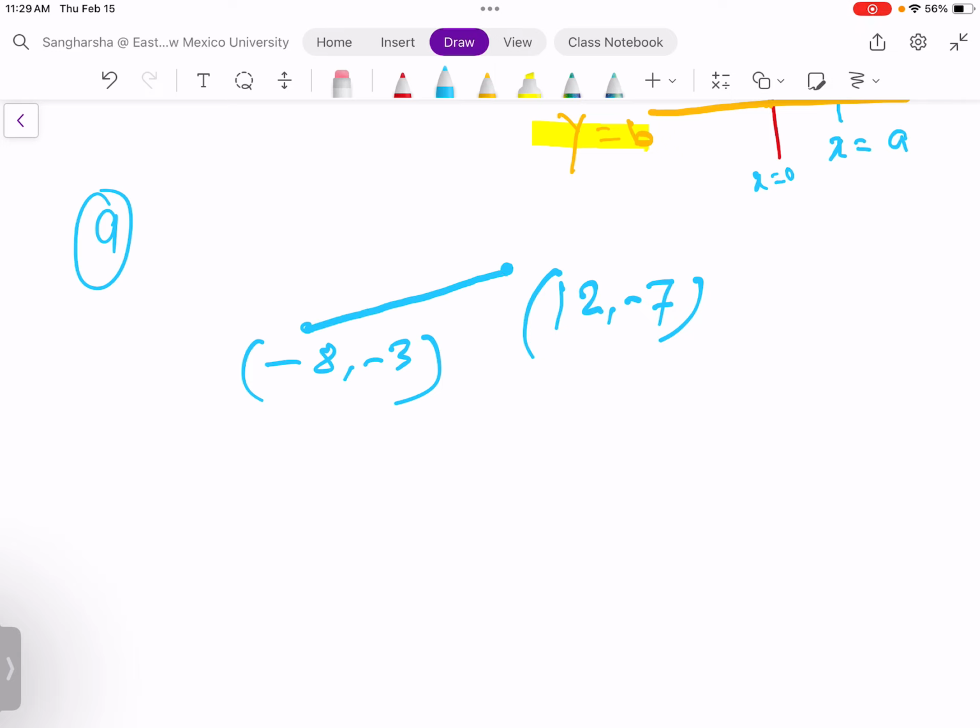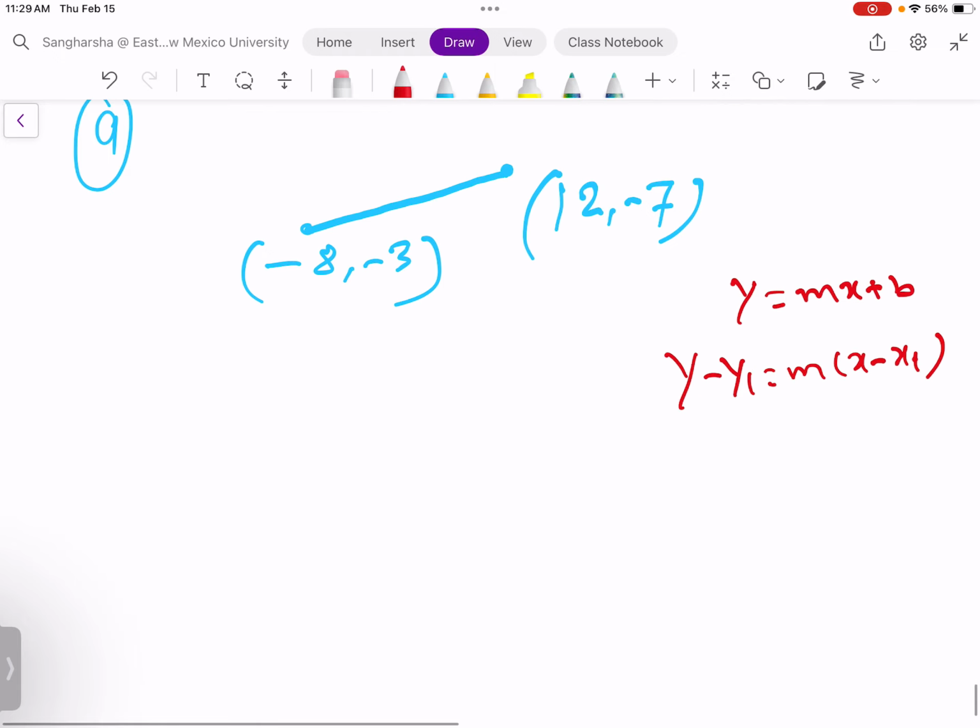So you are given 2 points, and the coordinates are given to us, and we need to find the equation of a line joining these 2 points. Again, we are finding the equation of a line. So we have 2 options to use: y equals mx plus b, or y minus y1 equals m times x minus x1. These are the 2 options that we're going to use.